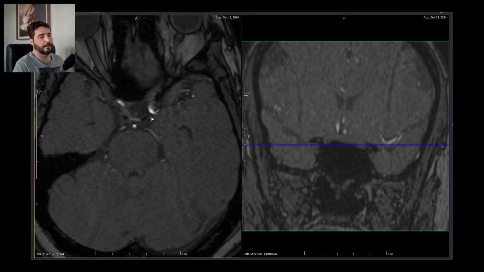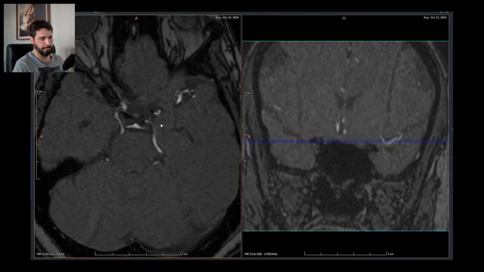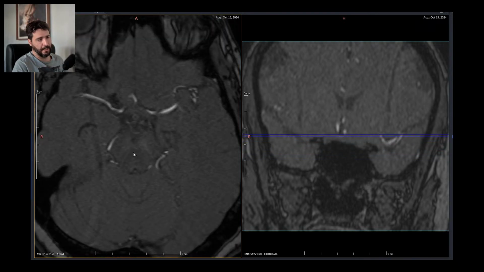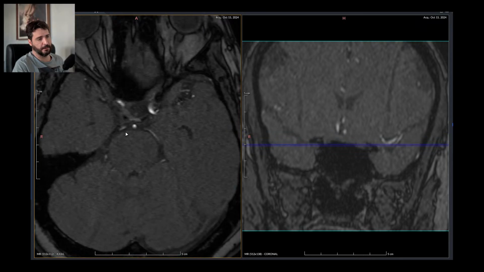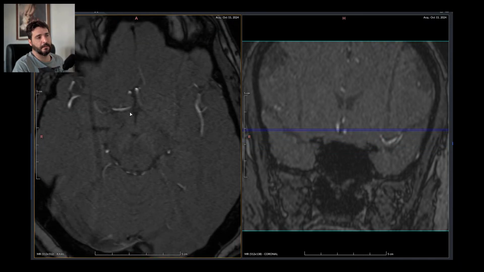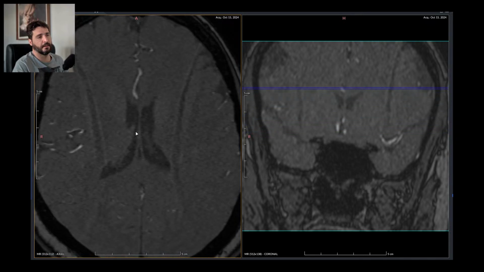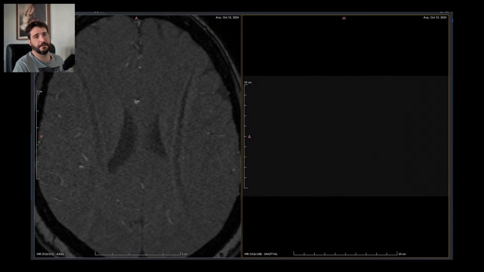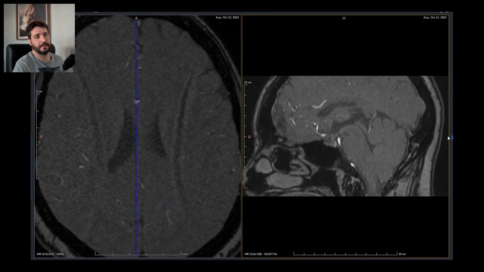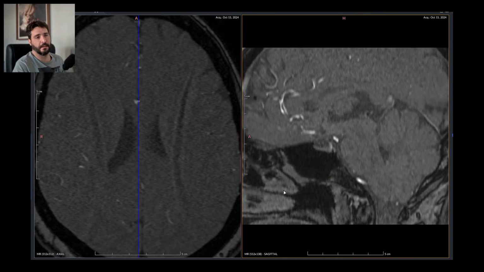Posterior communicating artery on the left is hypoplastic. I'm sorry, and the P1 segment on the right is hypoplastic right there. This is quite common. And I almost can't see the anterior communicating artery, but it is there. Just going to take a sagittal view to see if there is any pericallosal artery close by.